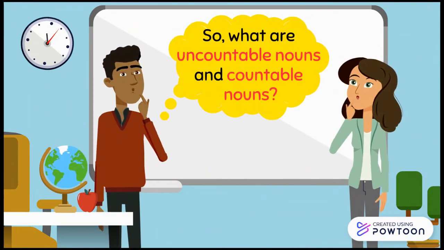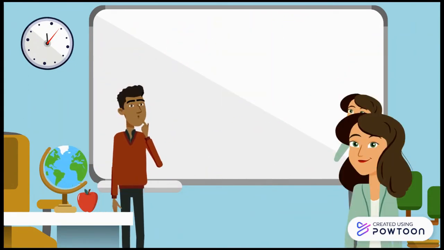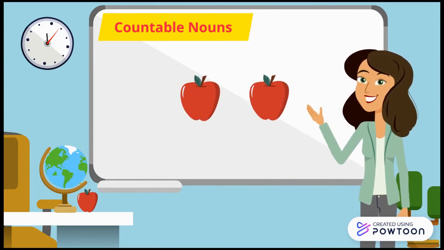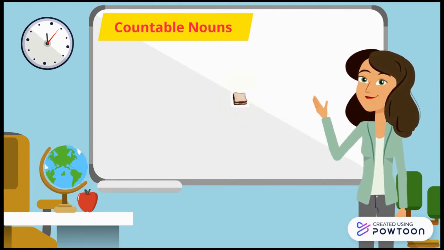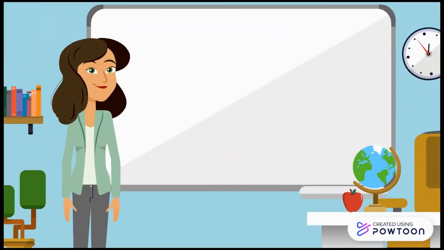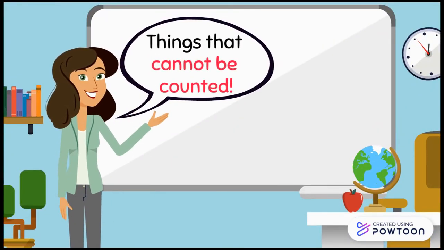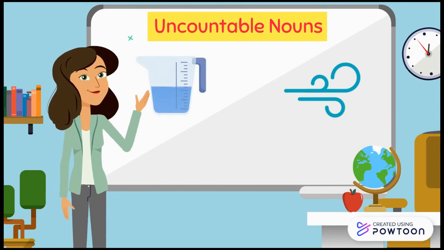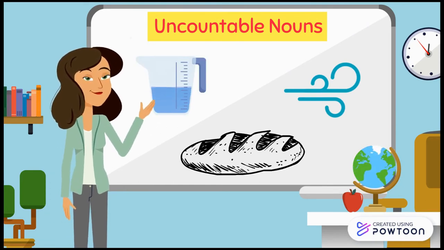So, what are countable nouns and what are uncountable nouns? Countable nouns are nouns that can be counted, such as 2 apples, an orange, or a sandwich. Conversely, uncountable nouns are things or food that cannot be counted. For example, air, liquid such as juice or water, and bread.